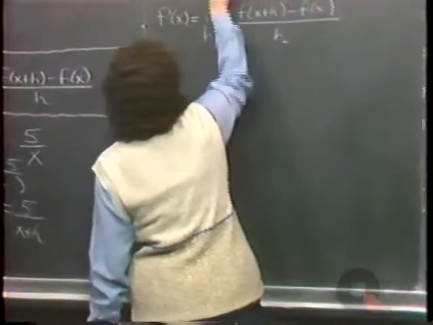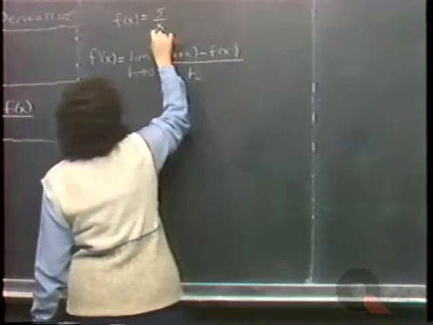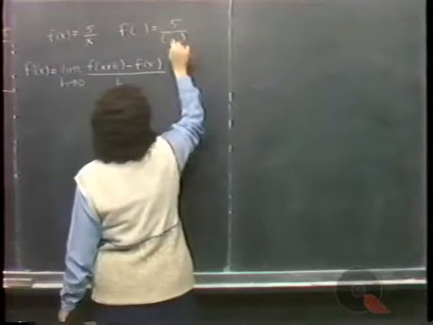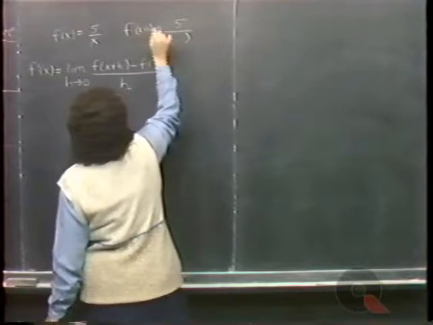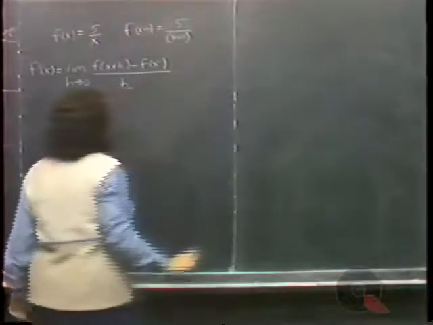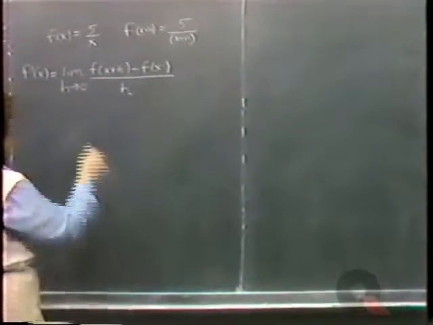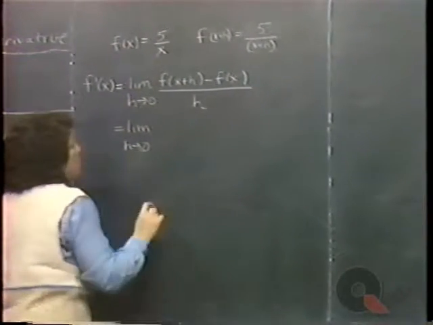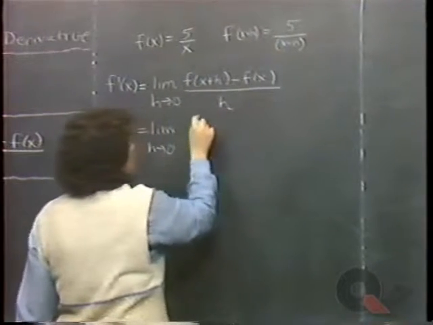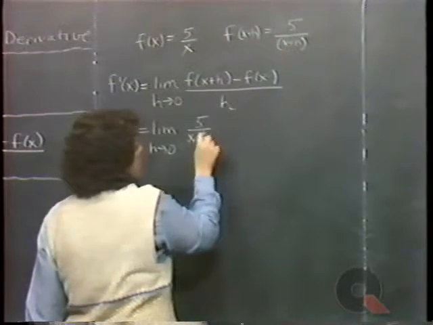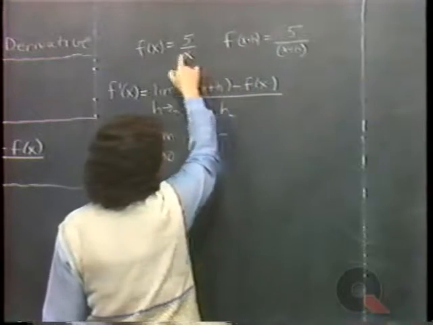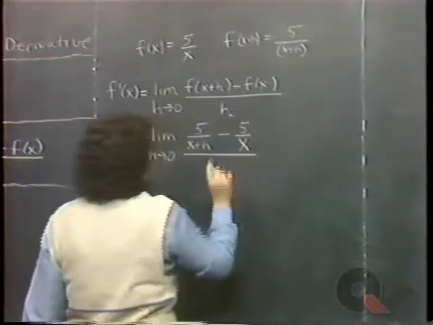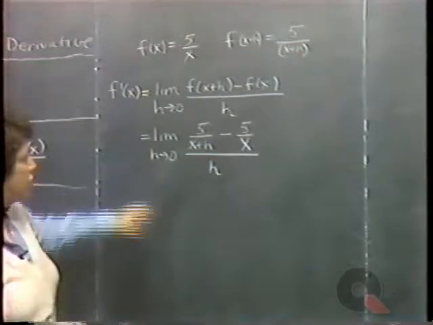f of x was given to us as 5 over x, and f of anything is 5 over that something, so f of x plus h is 5 over x plus h. We need f of x and f of x plus h in order to get started. This gives us the limit as h approaches 0. Now, f of x plus h is 5 over x plus h, minus f of x, which is 5 over x, all over h. The limit as h approaches 0 of that.